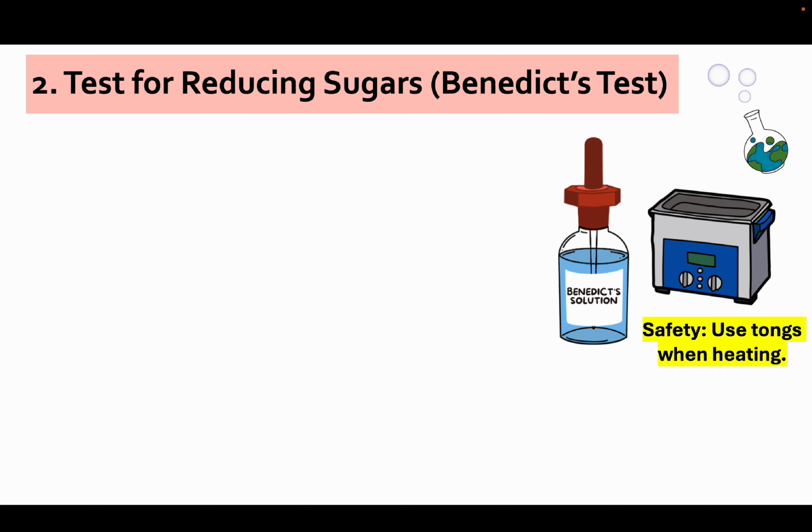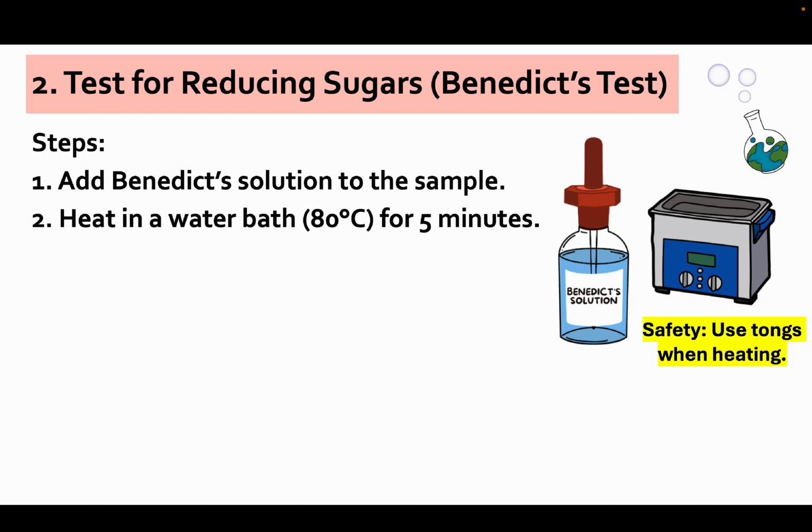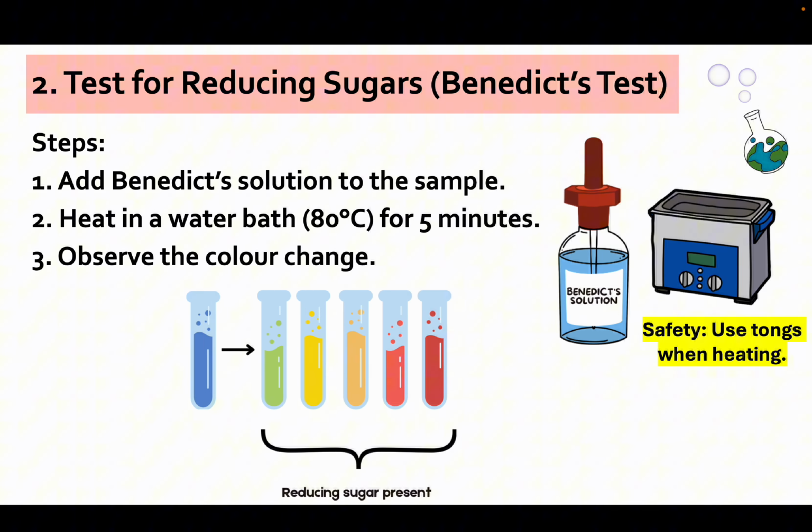Our next test is for reducing sugars, and we also call it the Benedict test. The first step for this is you add Benedict solution to the sample. Then you heat it in a water bath for 5 minutes. Make sure to use tongs when you are doing this. Then we're going to observe the colour change.